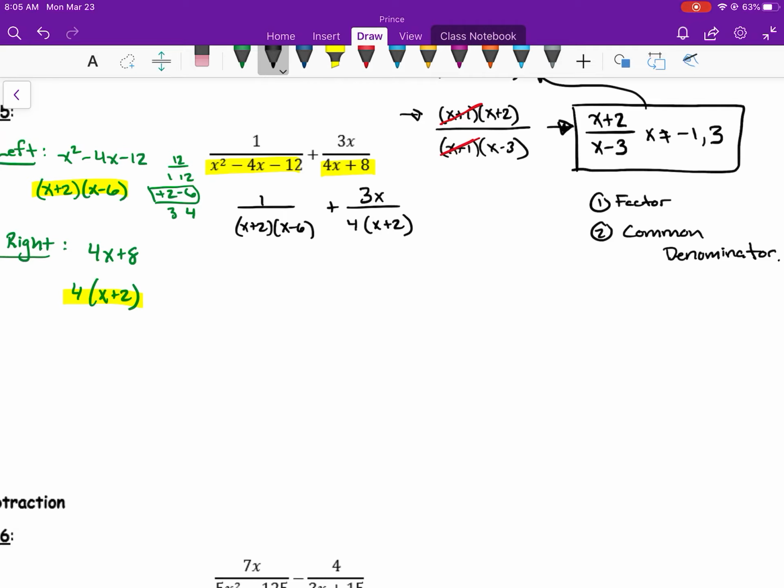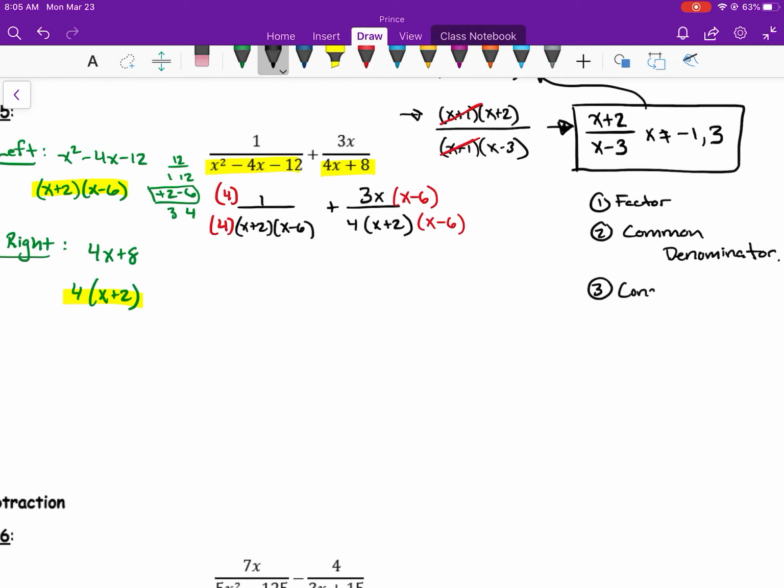So left hand side has x plus 2, x minus 6. Right hand side has a 4 and an x plus 2. Left hand side needs the 4. It already has the x plus 2. The right hand side, now we have a 4, x plus 2. It needs the x minus 6. There we go. So we got our common denominators.